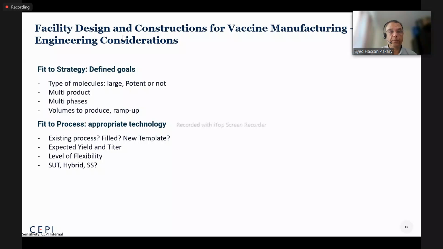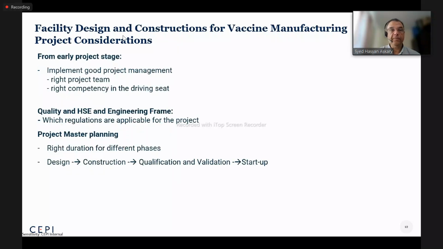What is the fit to process strategy? You have to have appropriate technology. What are the existing processes? Whether you want to use that, or whether you're going to use the facility for filling or for a new template, expected yield and level of flexibility required. Whether you want to have hybrid, or whether you have a single use system. All that needs to be taken into consideration at the engineering stage.